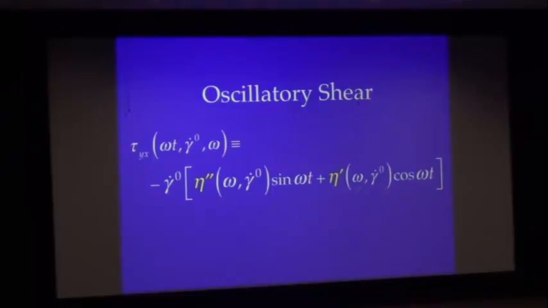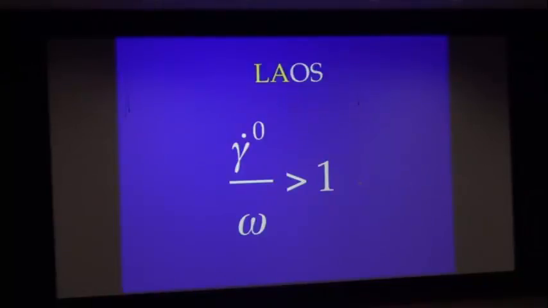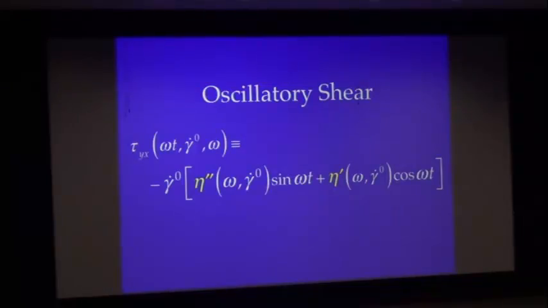You'll get a part that is in phase with the imposed shear rate, meaning in phase with the velocity of the plate. And then you'll get a part that is out of phase with the velocity of the plate. And we use the symbols eta prime and eta double prime. One is the real part, one is the imaginary part of the complex viscosity.